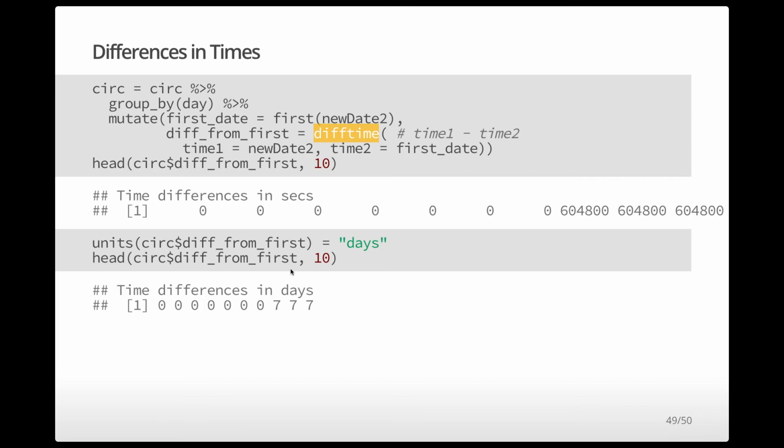So what it says is, take every single day and subtract it from the first date that is found. For example, this is the first Monday, Tuesday, Wednesday, Thursday, Friday, Saturday, Sunday. I think it started on a Monday, not 100% sure, I'd have to look at the data. But the idea is this is differences. By default, diff time gives you differences in seconds.